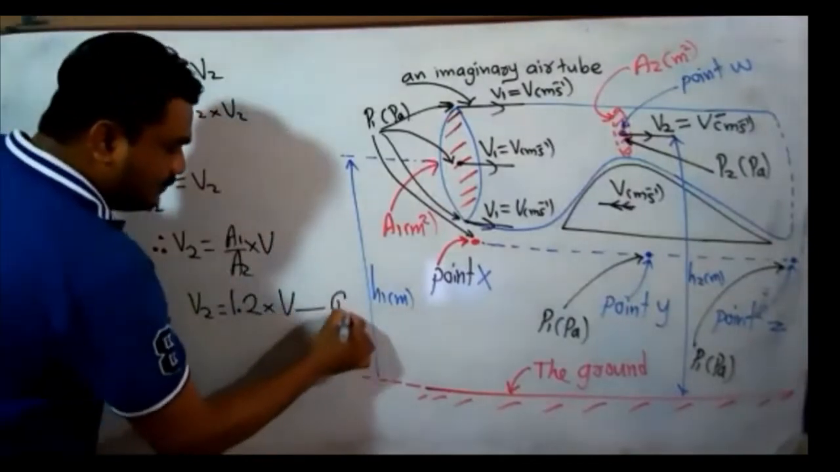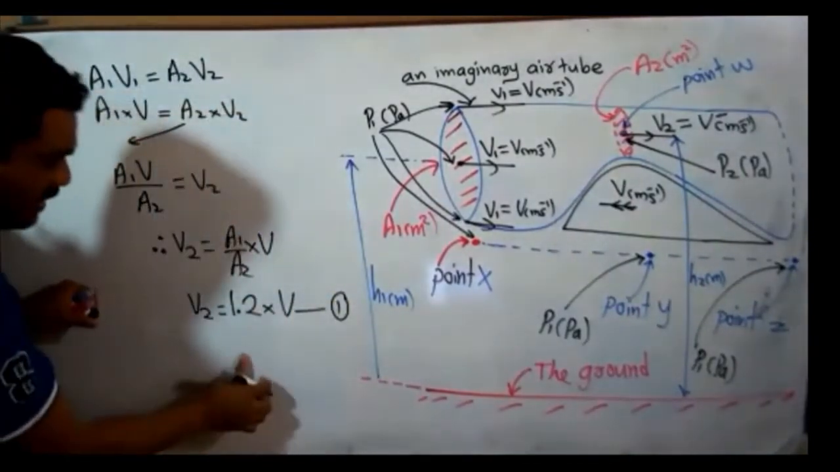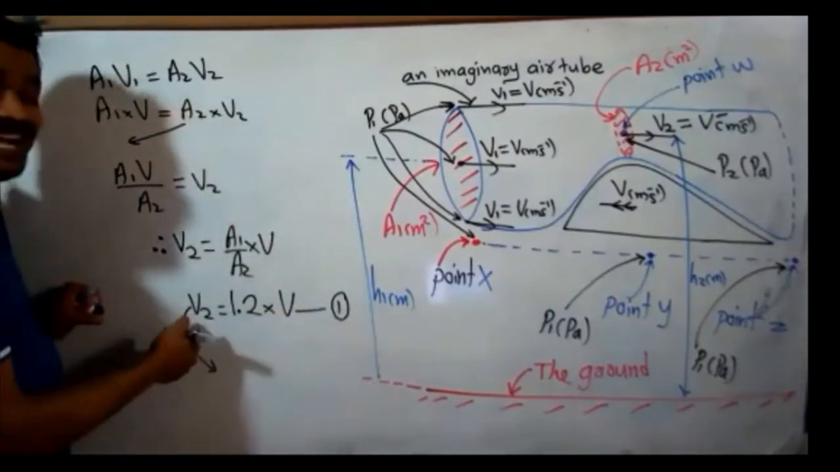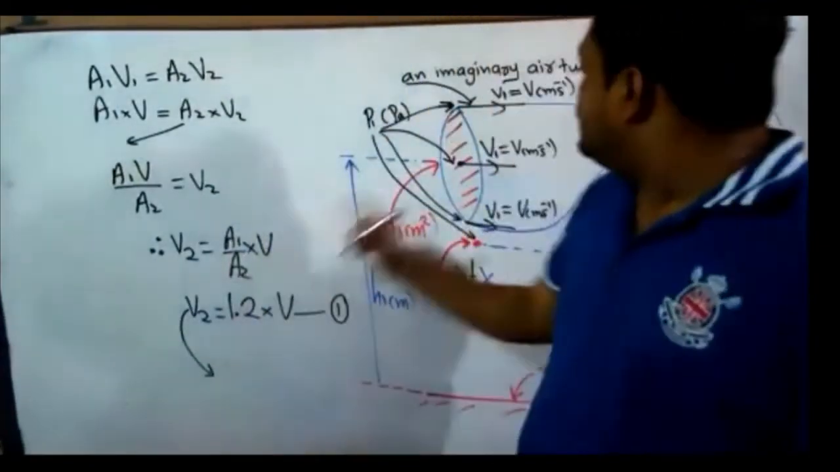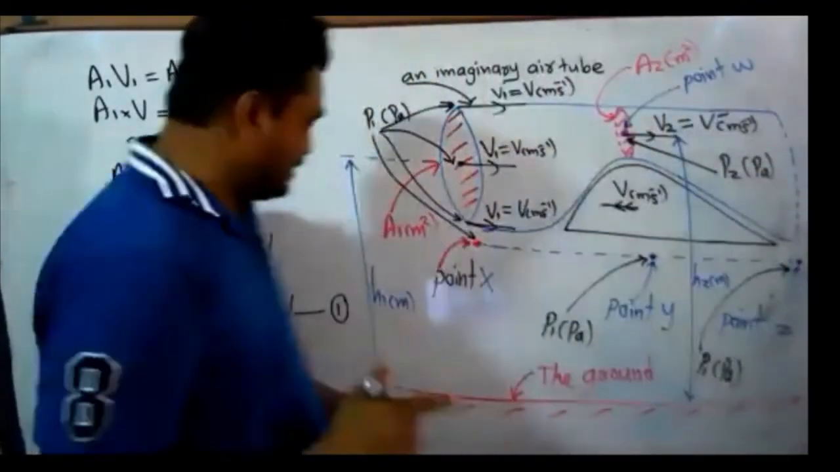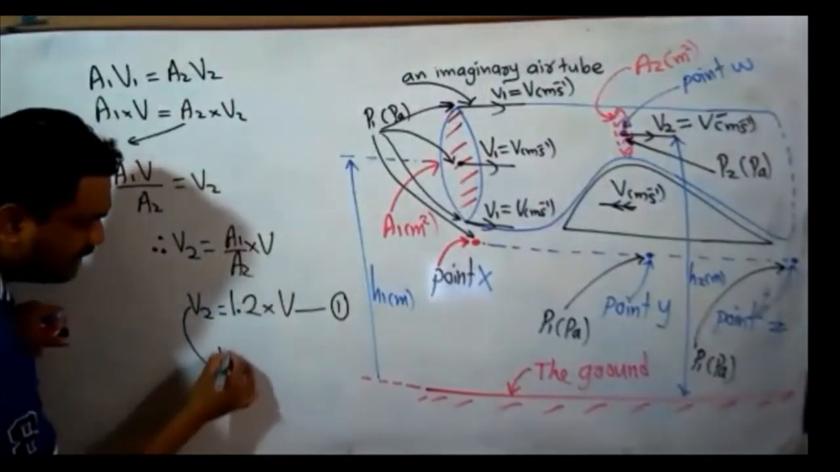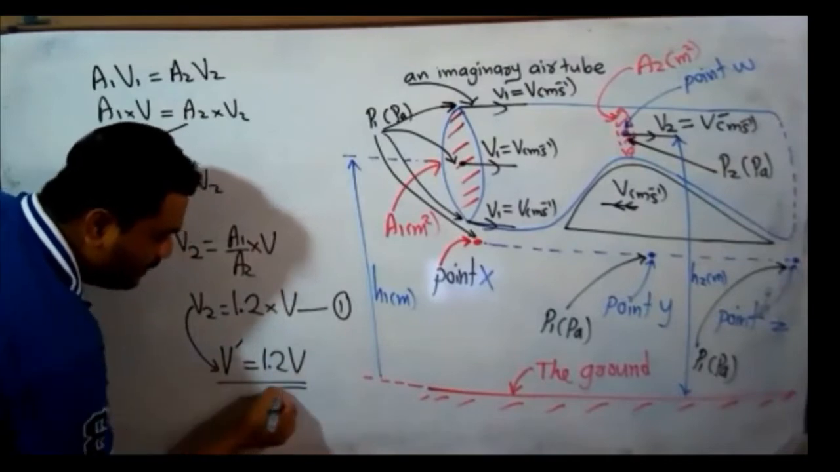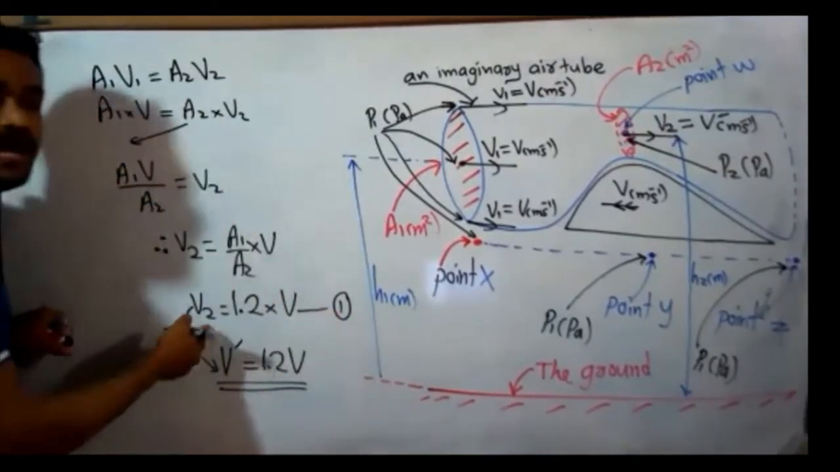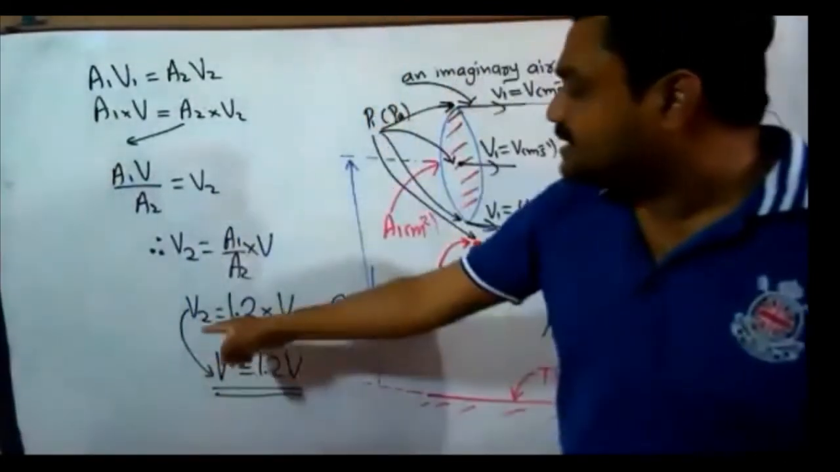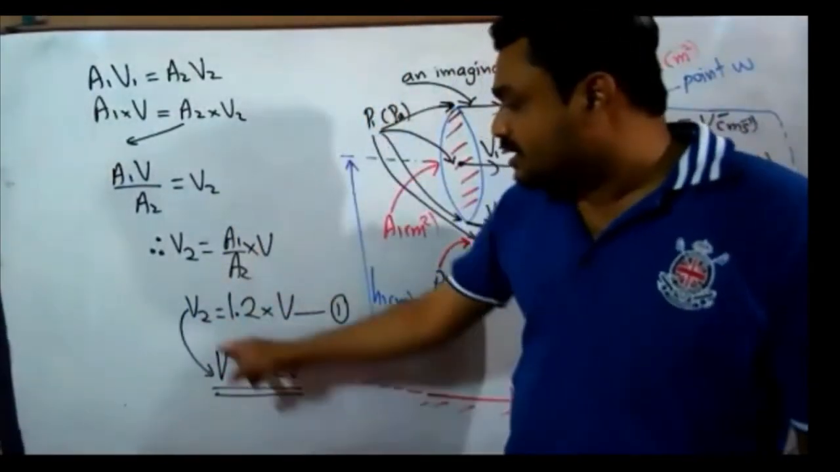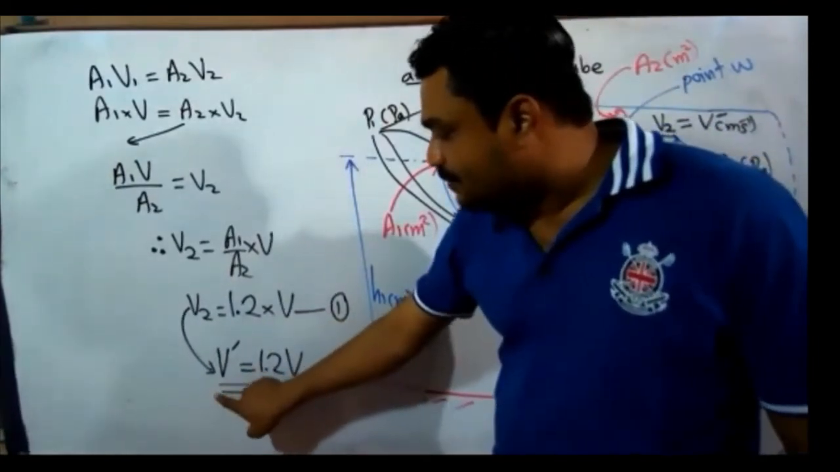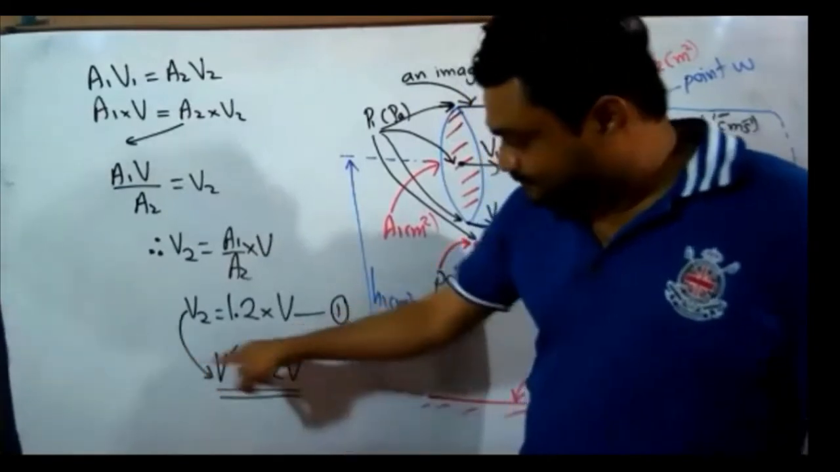Let me mark this as the first equation. But here they have given that V2 is V dash. Therefore, to earn marks, we should write one more step: V2 is V dash, so V dash equals 1.2 times V. I want to use this relationship in future calculations, so I have named it equation number 1, and I have written this step to earn marks. Can you understand here? Complete it.